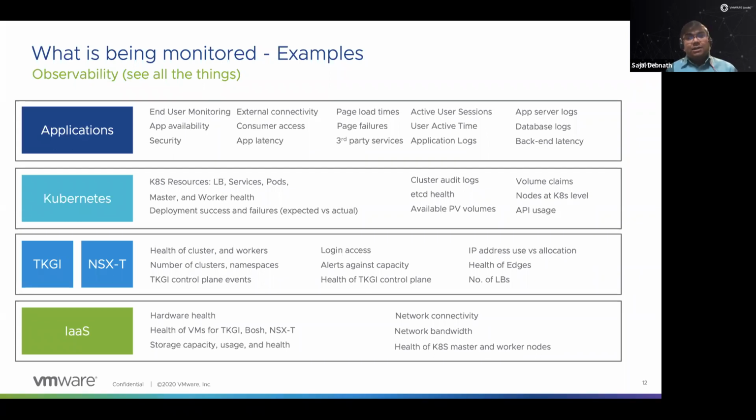So applications are consistent. End users typically want to monitor the app latency, the consumer access, the page failures that are happening, the load times that you are seeing in the application. Those are a few examples of the things that you want to monitor for applications.